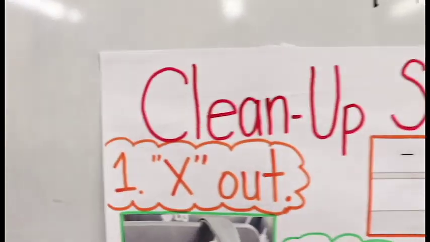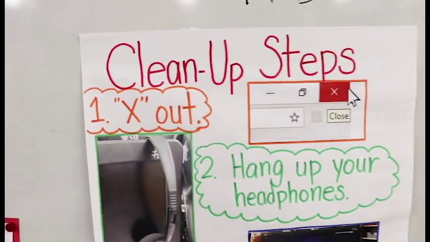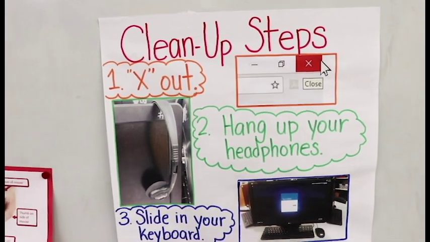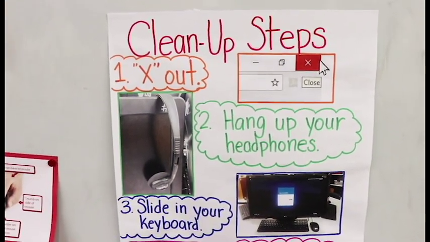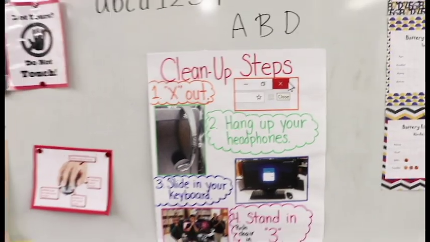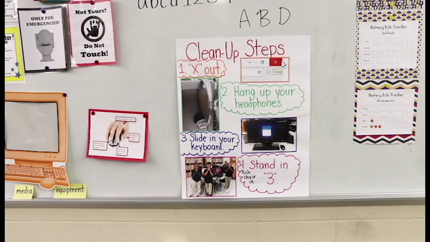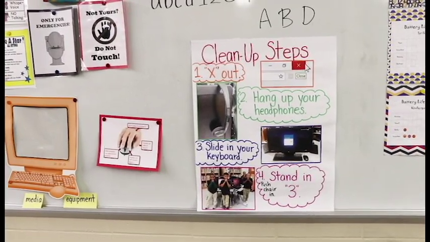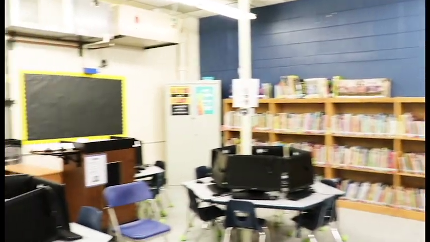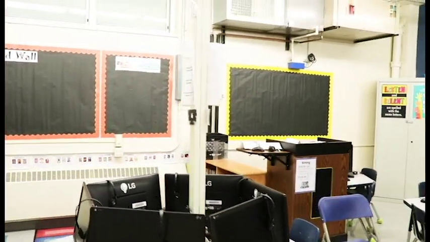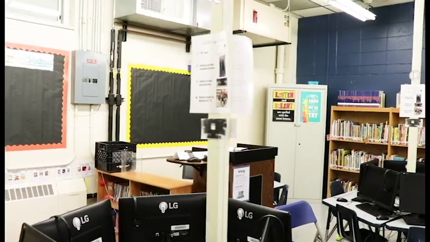See, here is our cleanup steps anchor chart. And I made it very, very explicit for the students so they knew exactly what to do. So I took screenshots, took pictures of their work area, and I even took a picture of students with the final step, standing in 3, so they knew exactly what it looked like and there were no questions about it. I also have tiny versions of the poster on all of the columns on both sides in our media room so that kids can see them also when they're sitting down and getting ready to go.